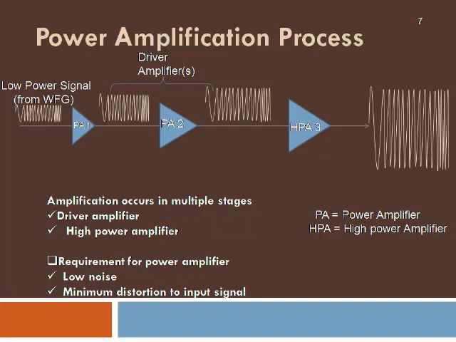Taking the advantage of this class C amplifier, which gives very high efficiency, a high power amplifier will normally be designed with the class C mode. Here we can expect efficiency greater than 80% in these amplifiers. But the heat dissipation and other problems are to be handled carefully. So here we have two low power amplifiers in the preceding stages, or what we call driver stages, and the last one is going to be the high power amplifier. Here the requirements are going to be low noise and minimum distortion to the input signal.